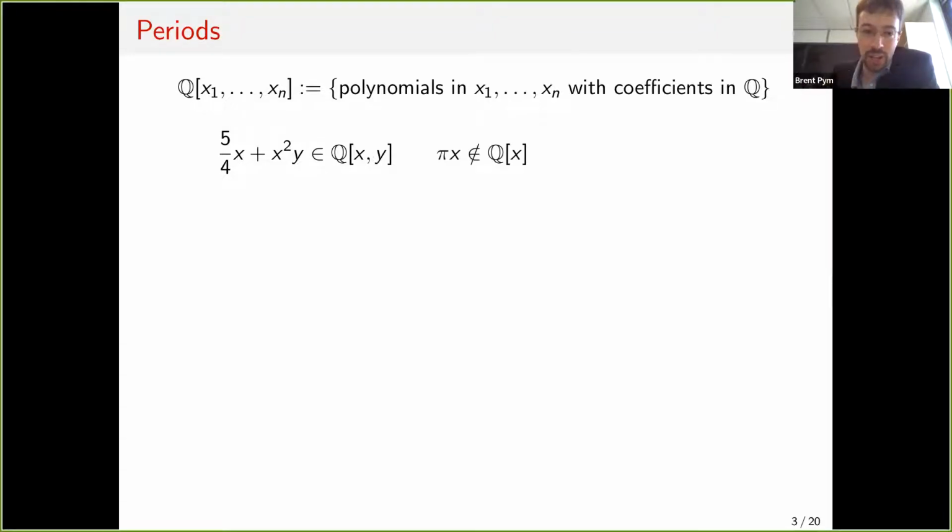Here's something which is not in Q adjoin x. If I take the variable x and I multiply it by pi, well, pi is not a rational number, so this does not count as one of our rational polynomials. And similarly, sine of x, of course, is not a polynomial, so it doesn't get counted either.